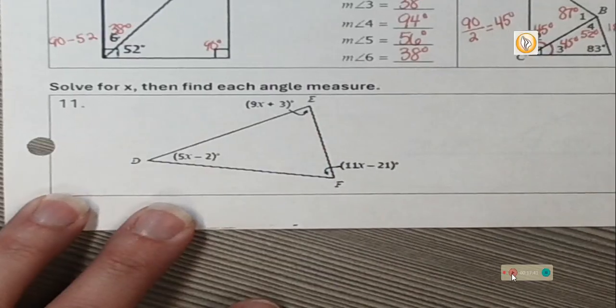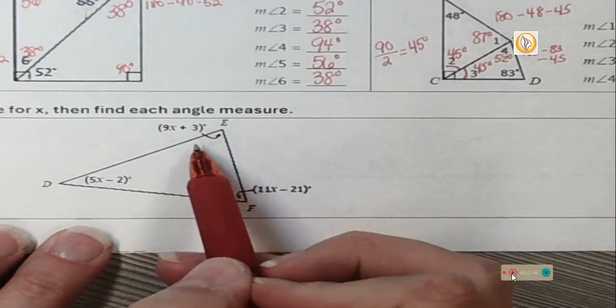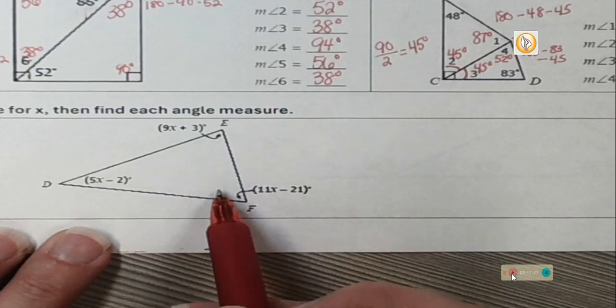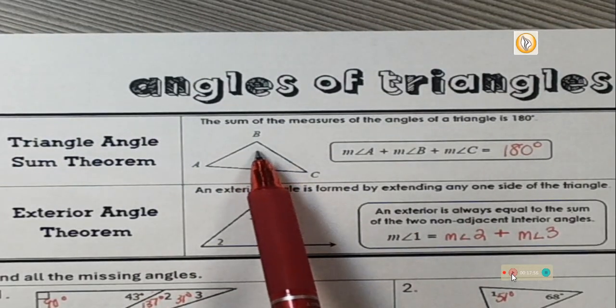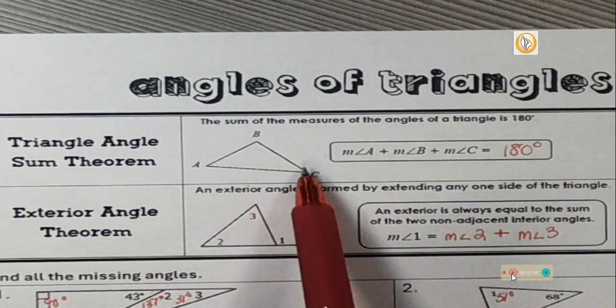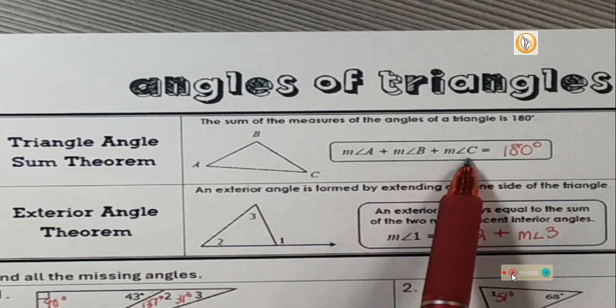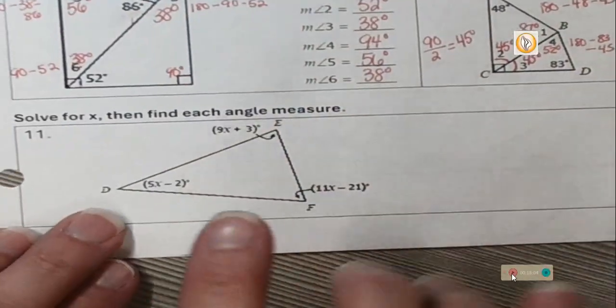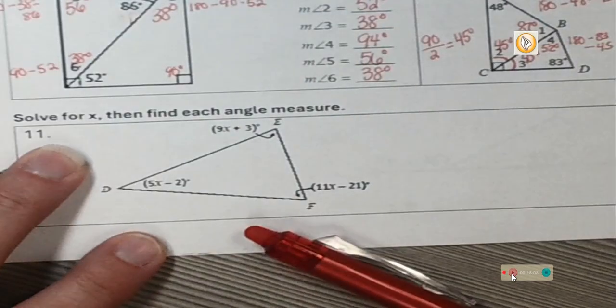You're going to solve for x, and then you're going to find the measure of angle D, E, and F. All right. Angle D, angle E, and angle F. Are those angles inside the triangle or exterior, outside? Inside. Anytime you have three angles inside the triangle, what does the triangle sum theorem tell us? That if we add them up, equals 180. So you are quite literally about to add these up to equal 180.